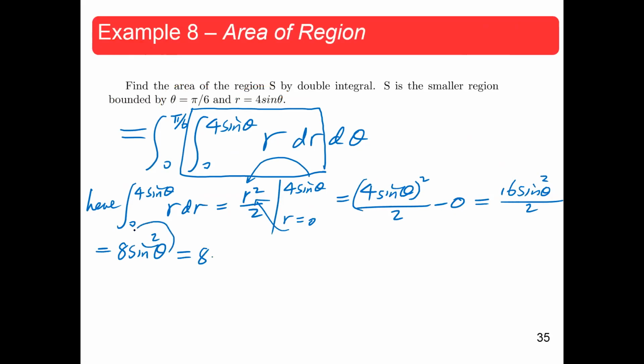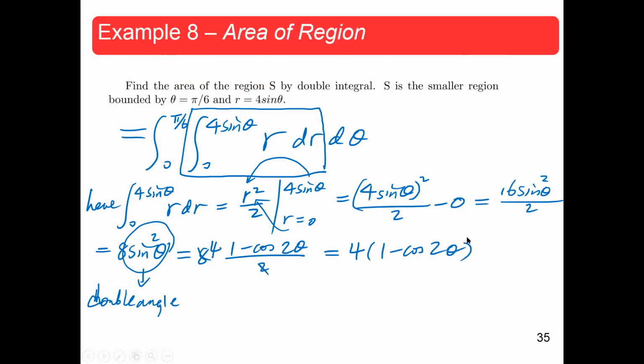And we know sine theta squared could be expressed by using half angle formula or double angle formula, right? Double angle. So double angle formula will give it 1/2 times 1 minus cosine 2 theta. In this way, you can take care of the square, sine theta squared, to just a regular cosine function. So I'm going to write this as 4 times 1 minus cosine 2 theta. All right, so that's going to be the inner integral. The inner integral will just be 4 times 1 minus cosine 2 theta.